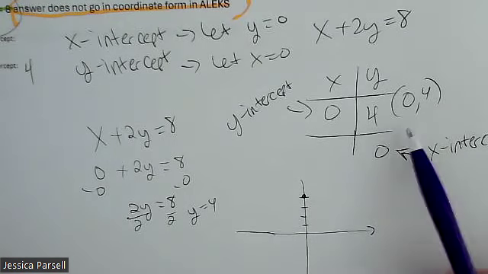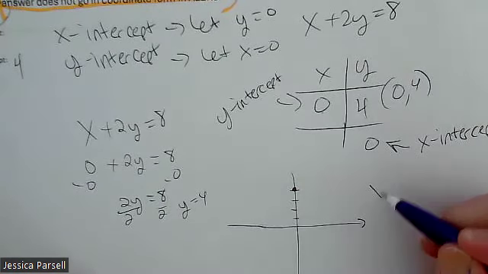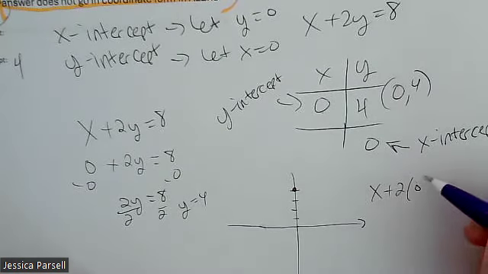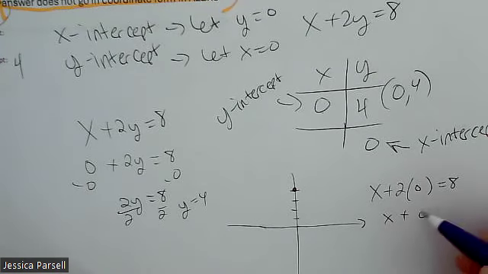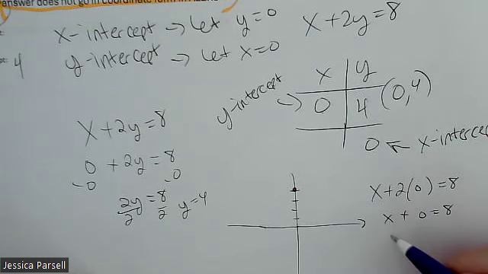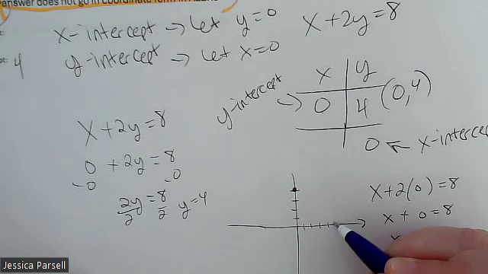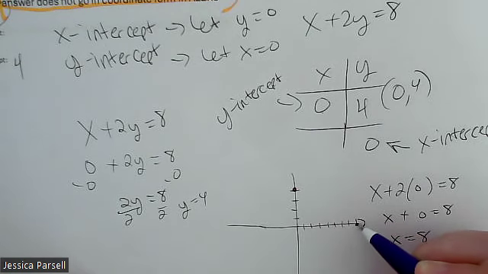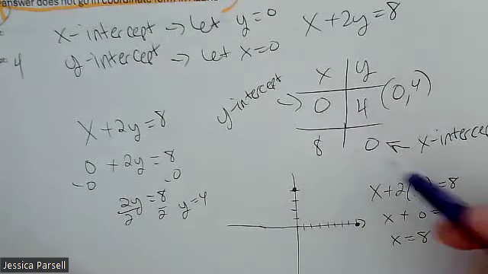To find the x-intercept, we need to let y be equal to 0. So we're going to go again with this equation: x plus 2, but this time we're going to put a 0 in for y, equals 8. x plus 2 times 0 is 0, equals 8. So x just equals 8. So 1, 2, 3, 4, 5, 6, 7, 8. That is that point right there at (8, 0).